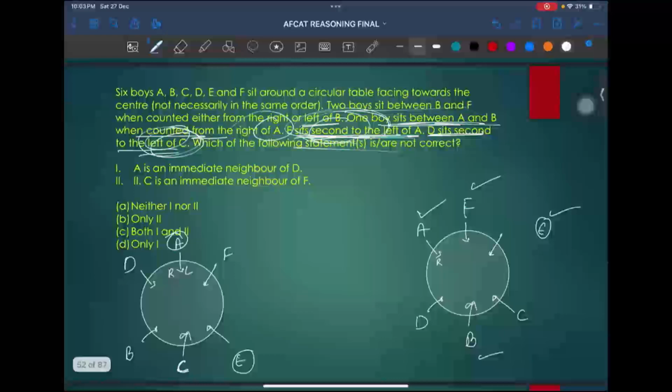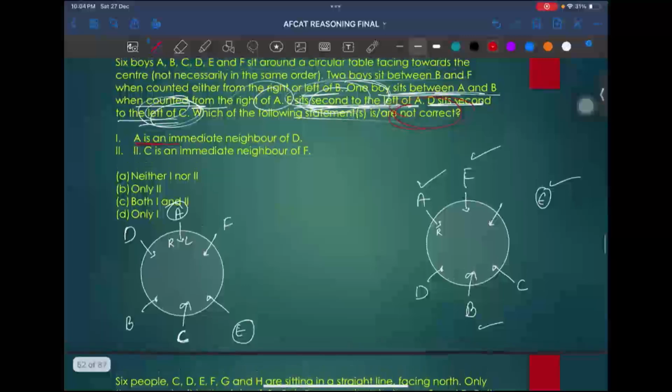So which of the following is not correct? They are asking which of the following is not correct. The first statement tells that A is an immediate neighbor of D. Is it correct or wrong? Here you see A is an immediate neighbor of D. So the first statement is correct from this diagram.